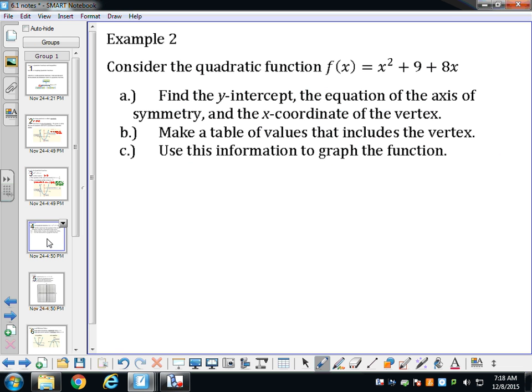Consider the quadratic function f of x equals x squared plus 9 plus 8x. Find the y-intercept, the equation of the axis of symmetry, and the x-coordinate of the vertex. Okay? And then after that, we're going to make a table and then use this information to graph. All right, starting with A, the y-intercept is just my c value. So it's going to be 0, 9.